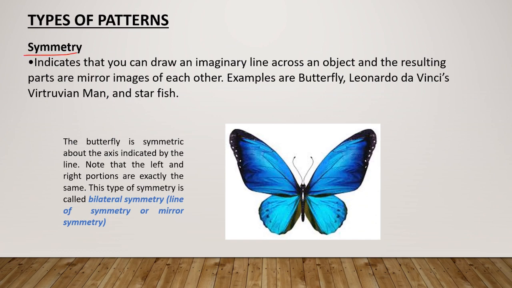Symmetry. Symmetry indicates that you can draw an imaginary line across an object, and the resulting parts are mirror images of each other. A perfect example of it is a butterfly. The butterfly is symmetric about the axis indicated by the line. Note that the left and the right portion are exactly the same. This type of symmetry is called bilateral symmetry, or line of symmetry, or mirror symmetry.